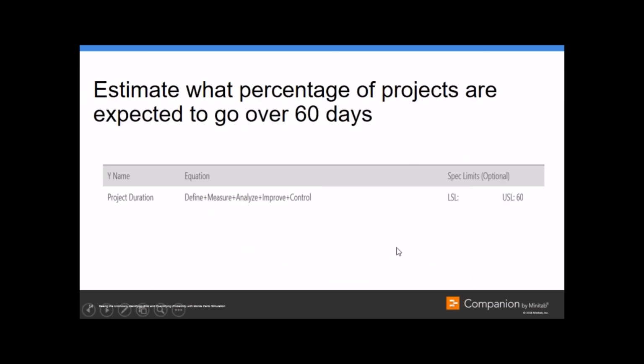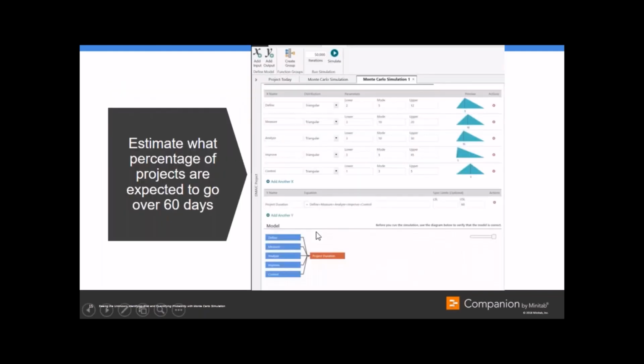Okay. So let's say that I want to estimate what percentage of projects are going to go over 60 days. Let's say from a project planning and resourcing standpoint, I'm going to assume every project is going to last about 60 days. For anything longer, I want to know, because it's going to take up more resources and more time. Obviously, schedules are going to slip. And now what I'm going to do is run that simulation.